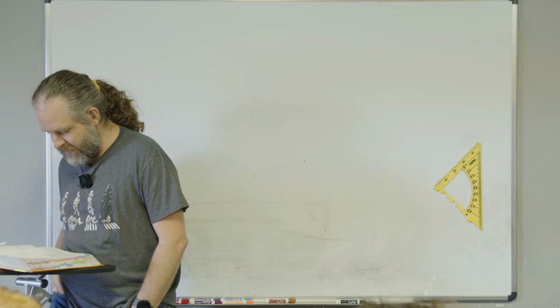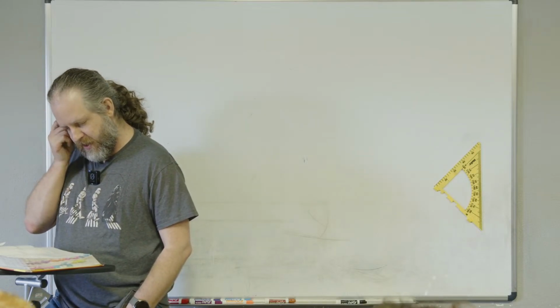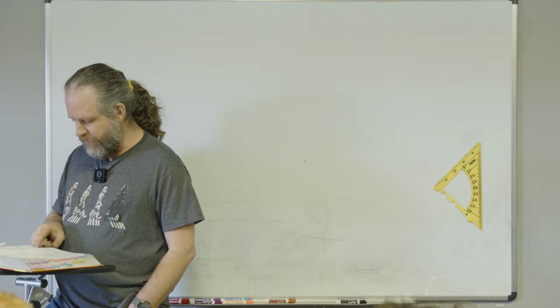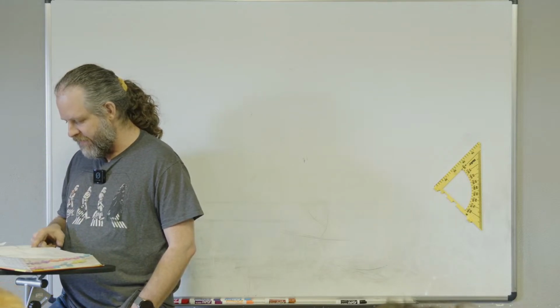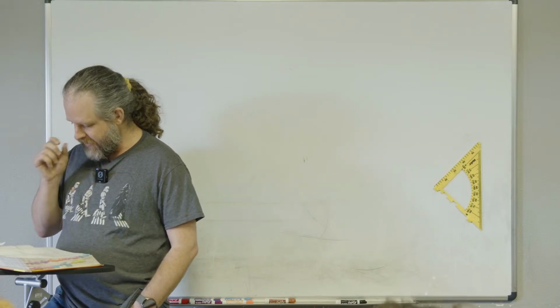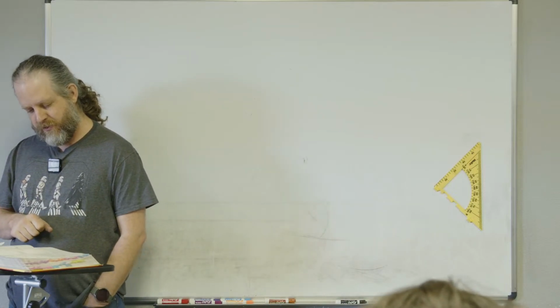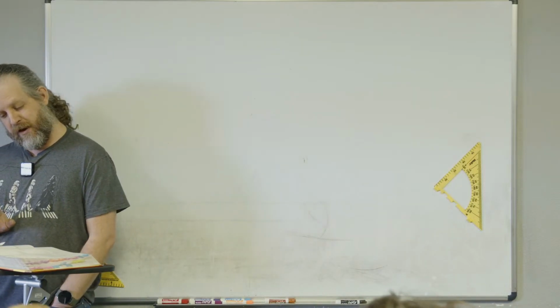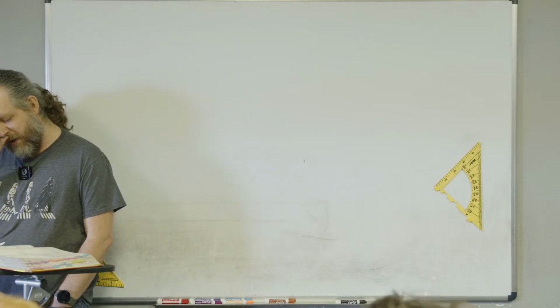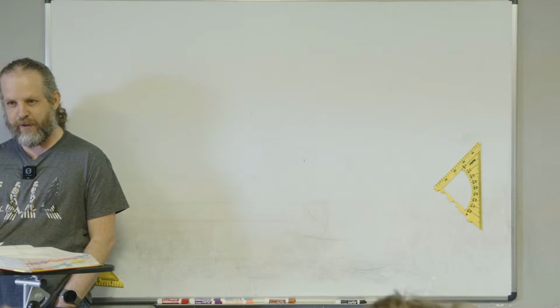Number 8 is 3 x prime squared minus 130 x prime y prime plus 33 y prime squared minus 1,568 equals 0, and it is a hyperbola. Number 10 is 23 x prime squared minus 2 square root of 3 x prime y prime plus 21 y prime squared minus 120 equals 0, and it is an ellipse.